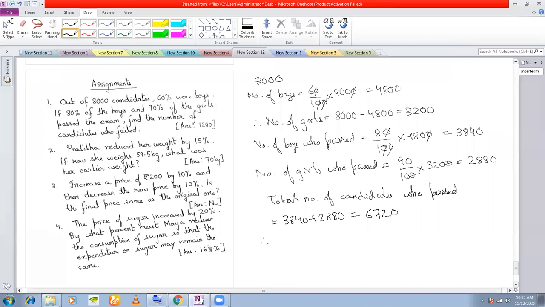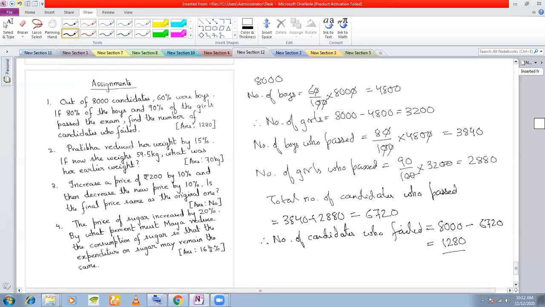So how many failed? Number of candidates who failed is the total number of candidates minus the number of candidates who passed. What is the total number of candidates? 8,000, out of which 6,720 passed. So how many failed? 1,280. This many failed. Okay, so that takes care of your first problem.